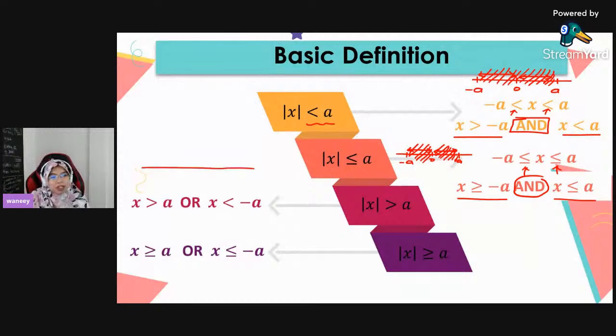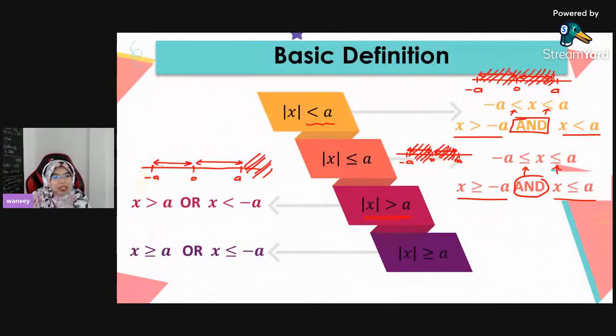Okay, so now the third one, we have absolute value of x greater than a. So imagine this is your number line, this is 0, this is a, this is negative a. Okay, so 0 until a, this is a unit, 0 until negative a, that is also a unit. But you want the distance to be more than a. So I don't want a, but I want more than a. So kena atas lah.